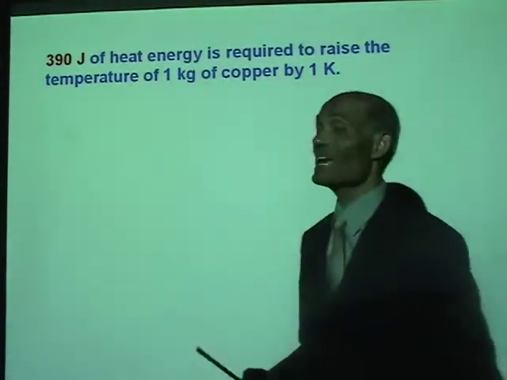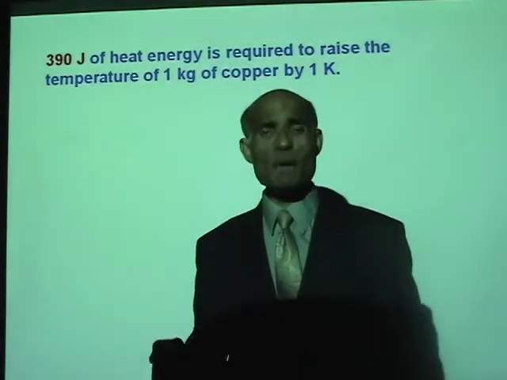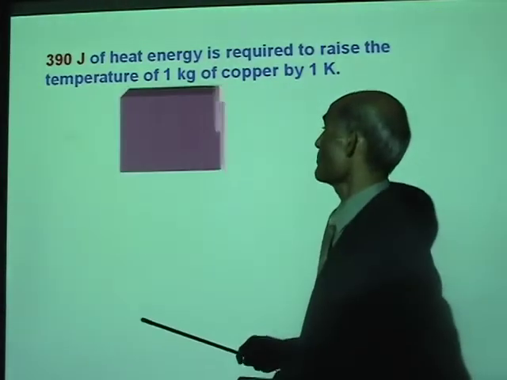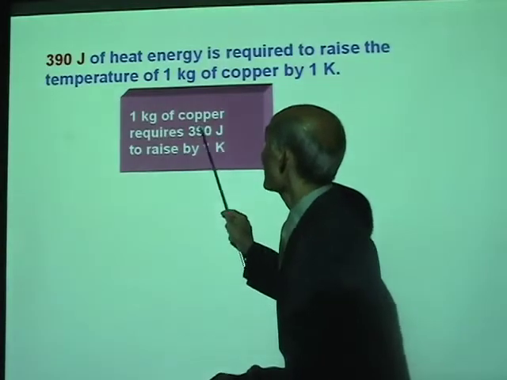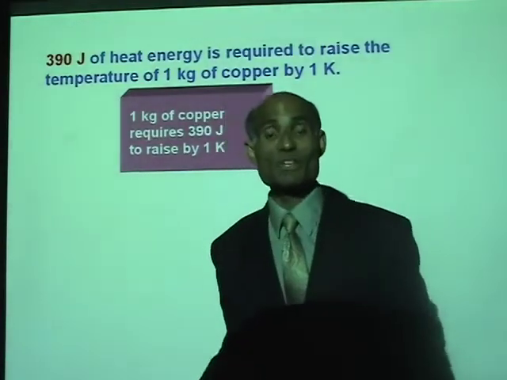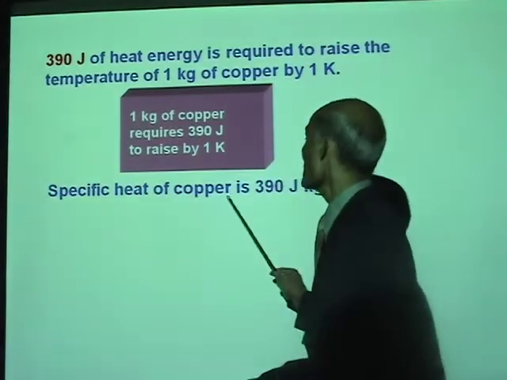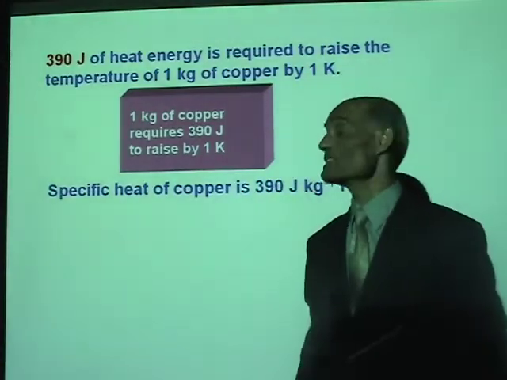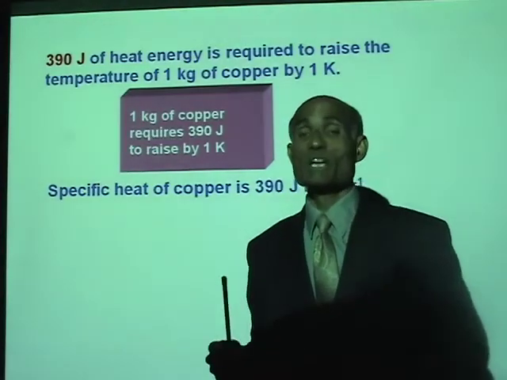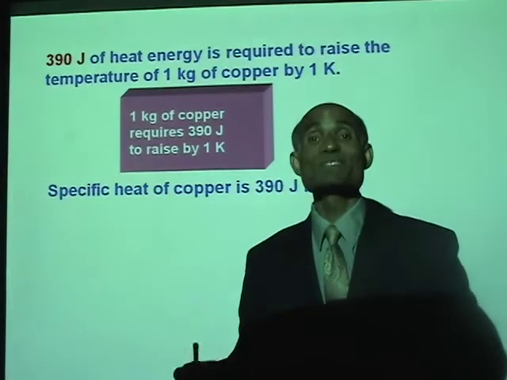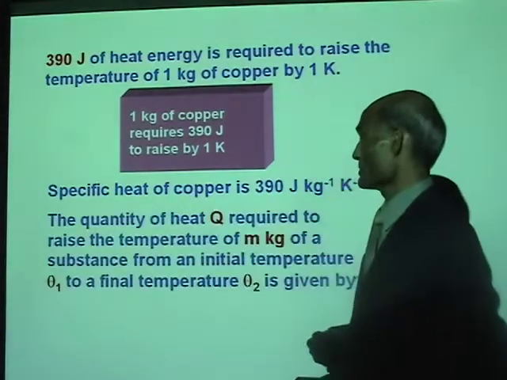390 joules of energy is required to raise the temperature of 1 kilogram of copper by 1 Kelvin. That's right. If you have 1 kilogram of copper, you need only 390 joules to increase its temperature by 1 Kelvin. Therefore, the specific heat of copper is 390 joules per kilogram per Kelvin. You see, a small amount of heat will raise the temperature of copper by a considerable amount.